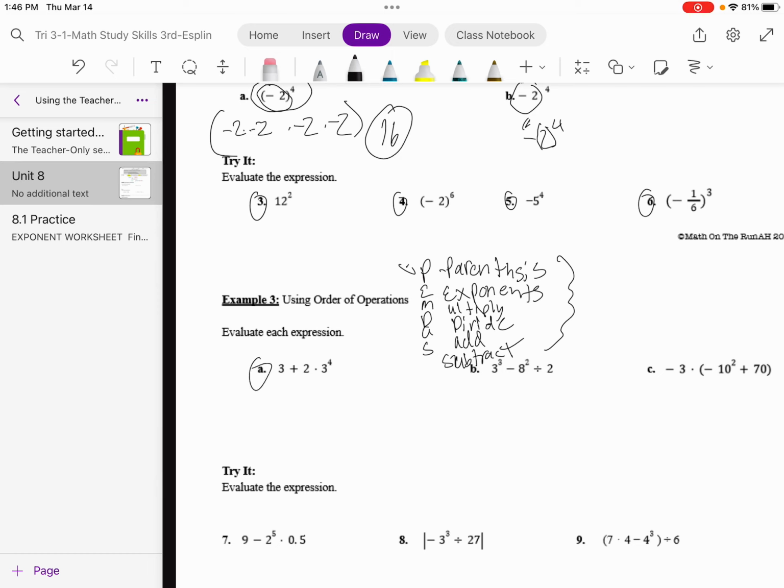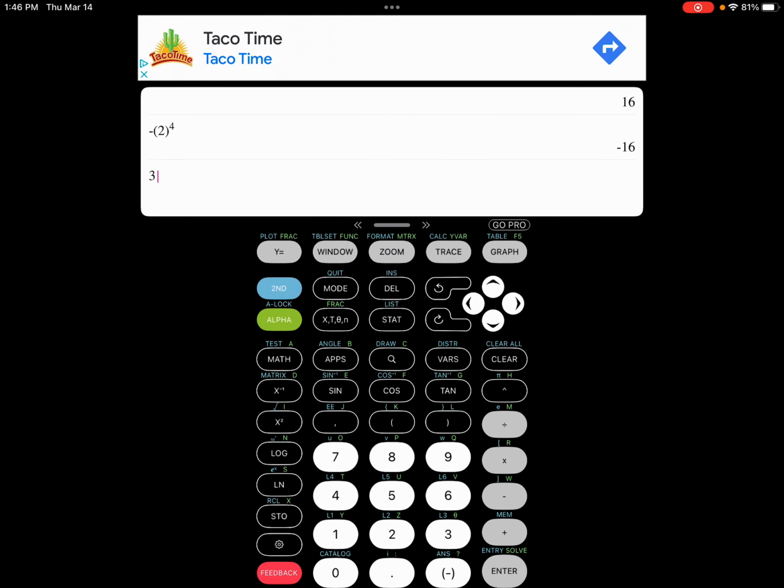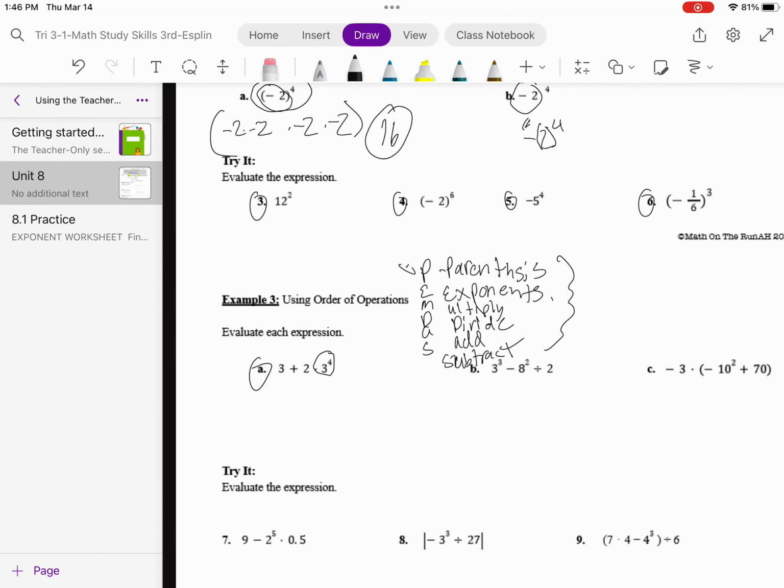So look at A. First thing, do we have any parentheses? No. So we move on. Do we have exponents? Yes, we have an exponent. So we go back to our calculator and we do 3 to the 4th power. 3 caret 4. All right, 81. So we go put 81 back here. Rewrite it. 3 plus 2 times 81.